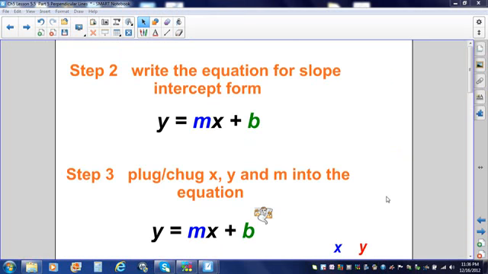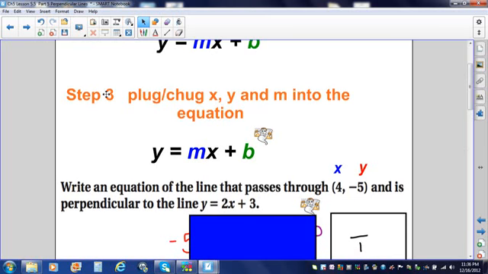So what are we going to do next? The same thing we've always been doing. Step number 2, write the equation for slope-intercept form. Y equals mx plus b. Now we're going to, step 3, plug and chug x, y, and m into the equation.